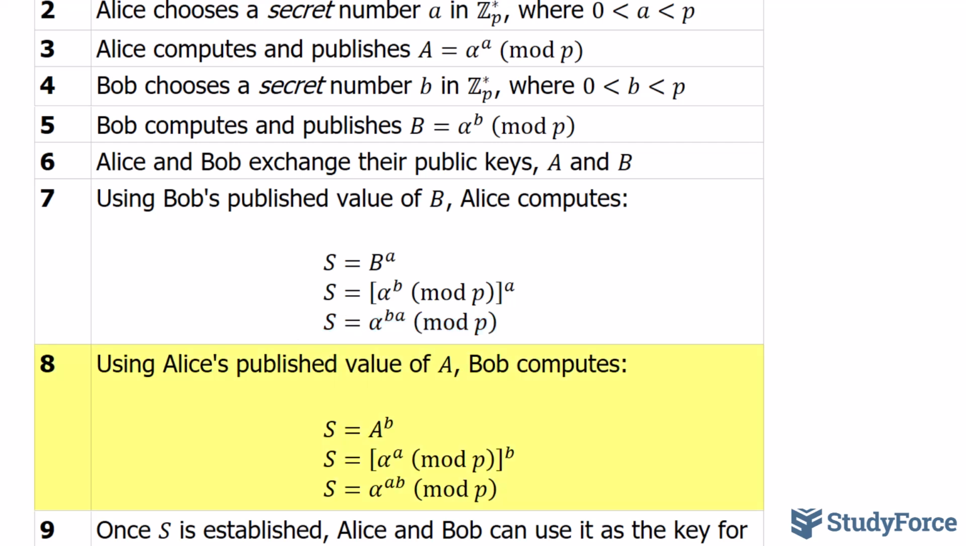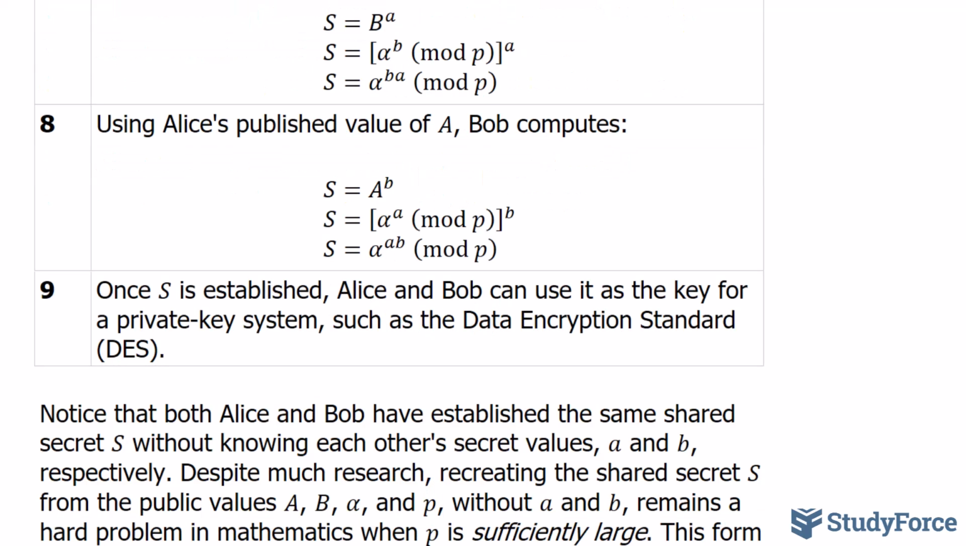Now at Bob's end, the same thing happens. Bob takes the value that Alice has published, capital A, and raises it to his secret, lowercase b. After all is said and done, you'll notice that the equation Bob uses to calculate the shared secret value is the same as Alice's. So the value of S must be the same between the two.